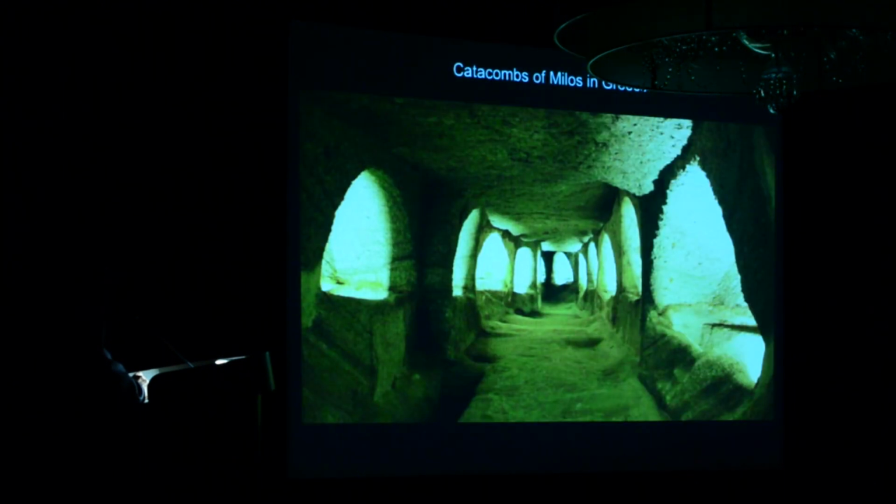And this is another catacomb, which is on the island of Milos in Greece. It's one of the unique examples of this type of catacomb, which is a subterranean cemetery, also a place of worship.